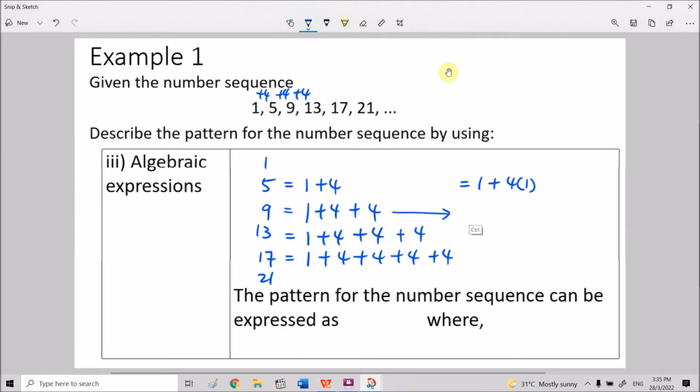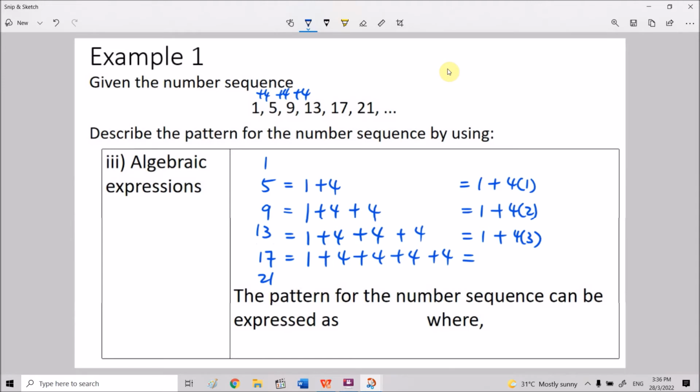Then for the second one, we can write 1 plus, okay, this 1 plus here is from here. There are two 4s. So we can write this as 4 times 2 because there are two 4s. Then for the next one, there are three 4s, so we can write 1 plus 4 times 3. You can check, 1 plus 4 times 3 is actually still 13.